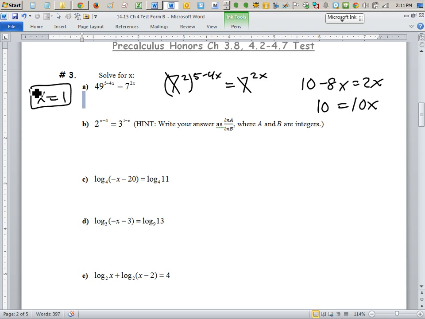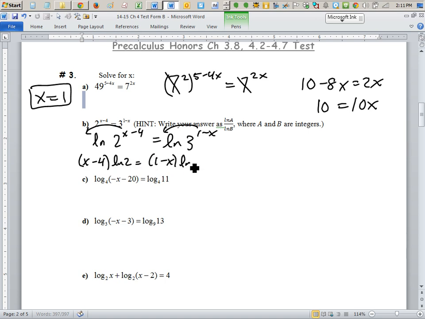The next one, you're going to have to solve a little more carefully because you have different bases, but you can start by taking an ln or a log on both sides. So something like this. Bring this out front. Bring this out front. So we have x minus 4 ln 2 equals 1 minus x ln 3. And we need to distribute this out. The reason is some terms on the left have x, others don't, and the same thing happens on the right. So we need to get it all expanded. Otherwise we won't be able to get the x's on one side.